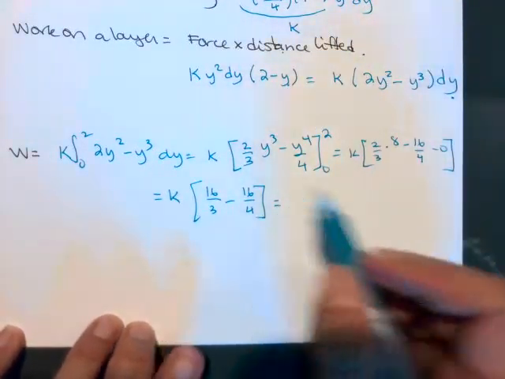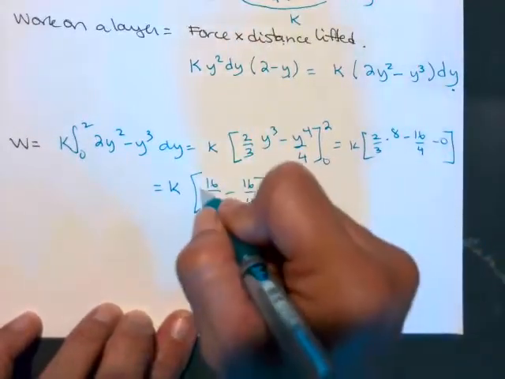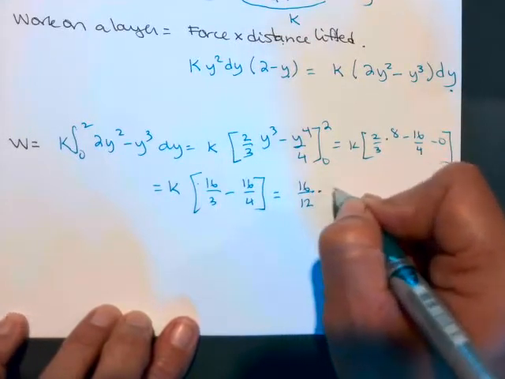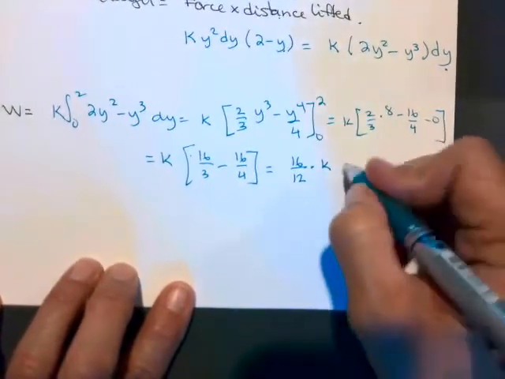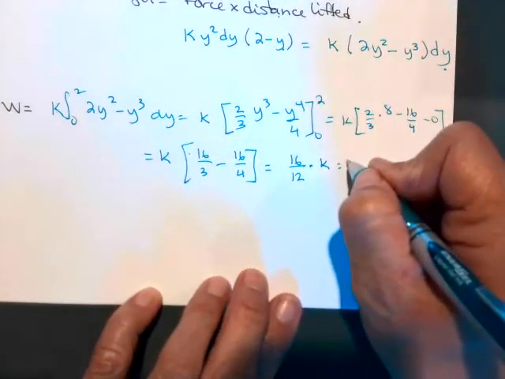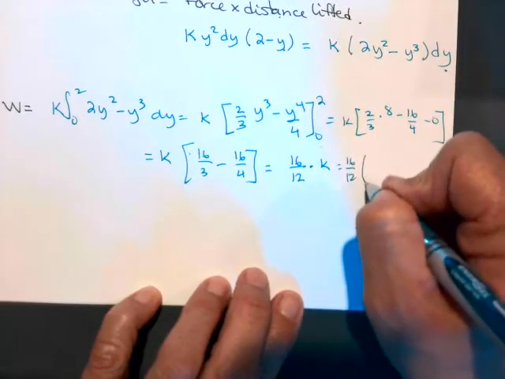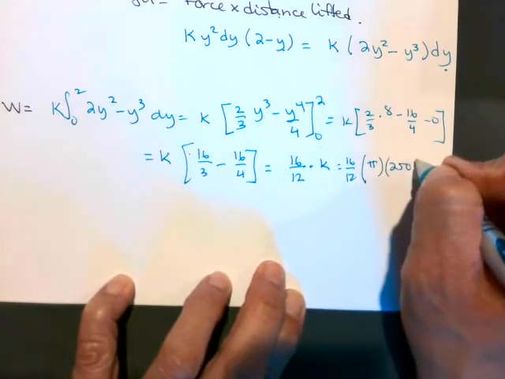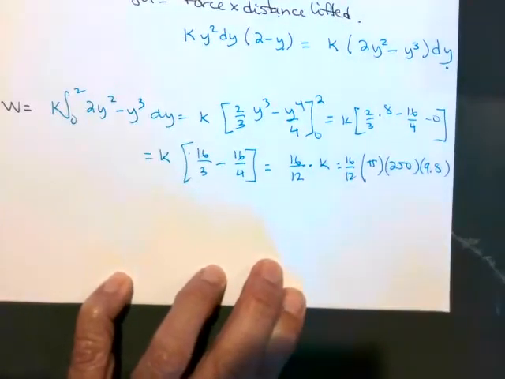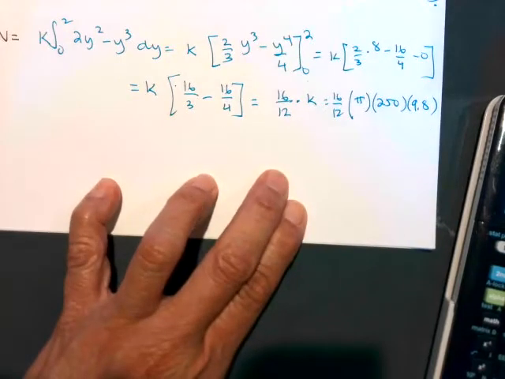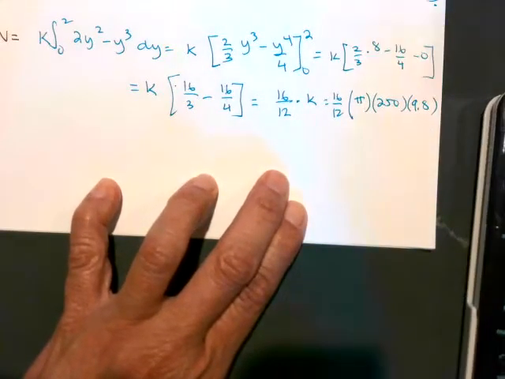If you do that math, with a common denominator, it turns out to be 16/12 times k. So now we're in joules, so let's figure out what k was. Where was all that stuff up there? Okay, so I've got 16/12 times pi times 250 times 9.8. So that's in joules. 16 divided by 12 times 250 times 9.8.